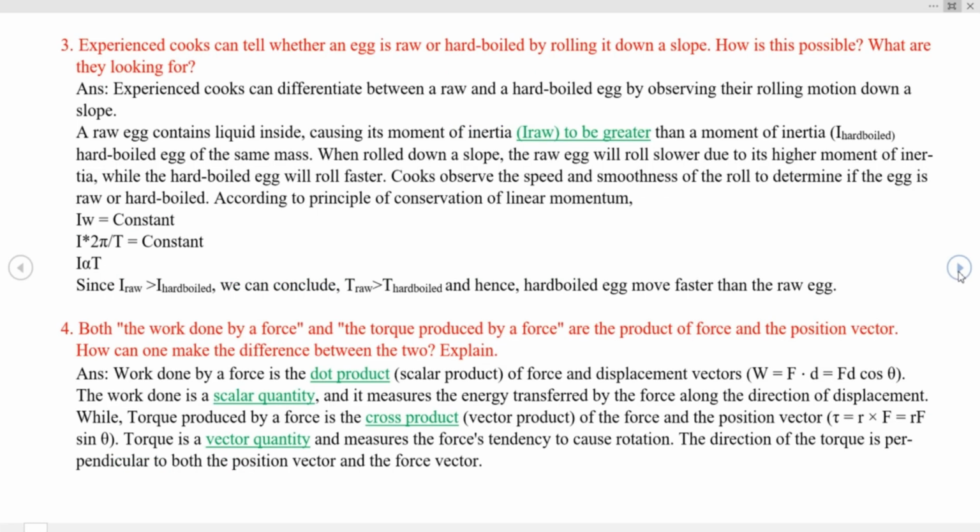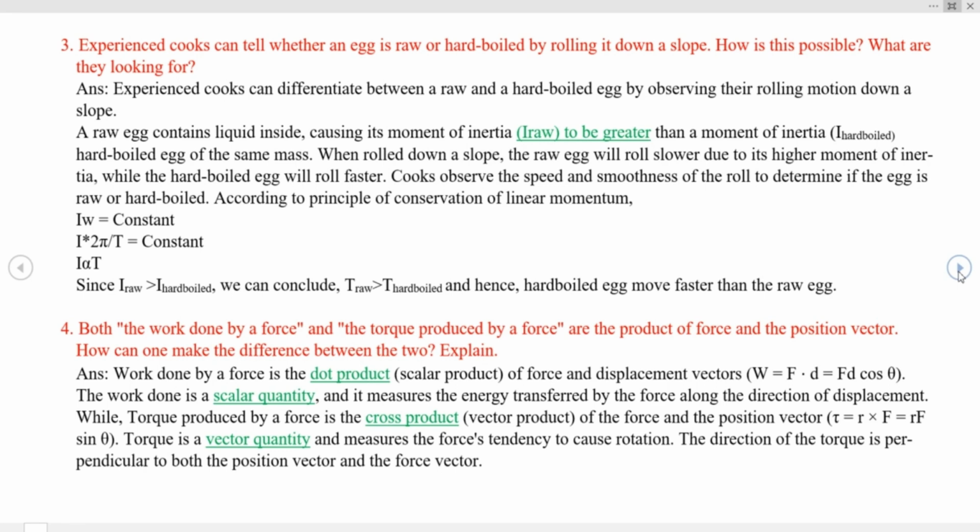Next question we have, experienced cooks can tell whether an egg is raw or hard-boiled by rolling it down a slope. How is this possible? What are they looking for? So the answer for this question should be like, experienced cooks can differentiate between a raw and hard-boiled egg by observing their rolling motion down a slope.